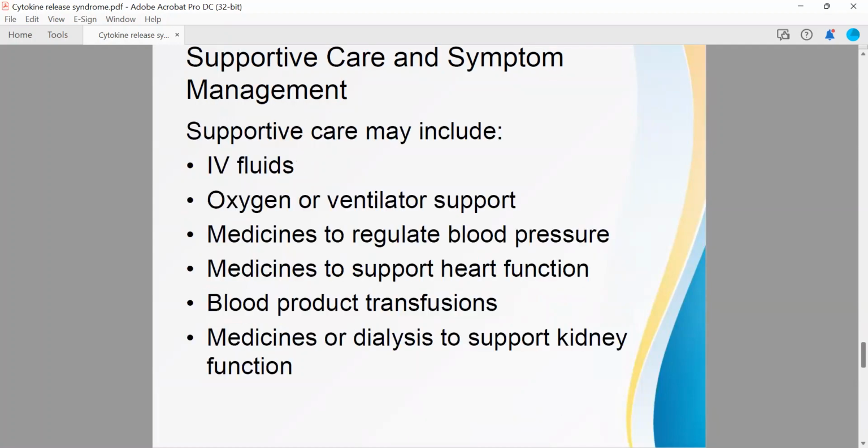So, supportive care and symptom management. Supportive care may include, if a patient goes into hypotension, we have to manage it by giving IV fluids. And if they go into hypoxemia, oxygen support or ventilator support may be required. Medicines have to be regulated according to the blood pressure. We are going to escalate the antihypertensives, and medicines to support heart function, blood product transfusion if the platelets or hemoglobin are low, and medicines or dialysis to support kidney function.